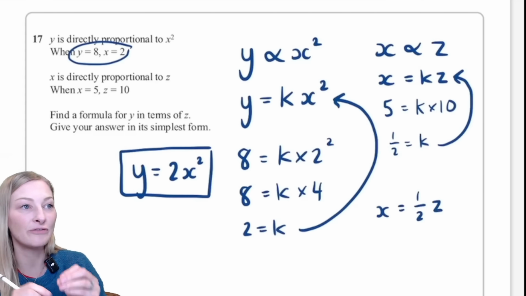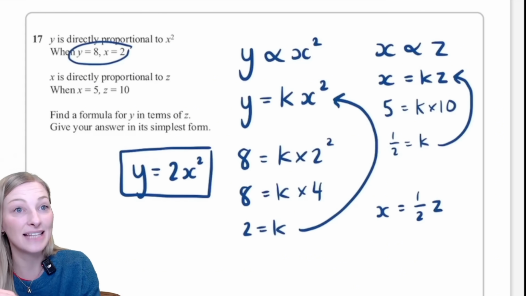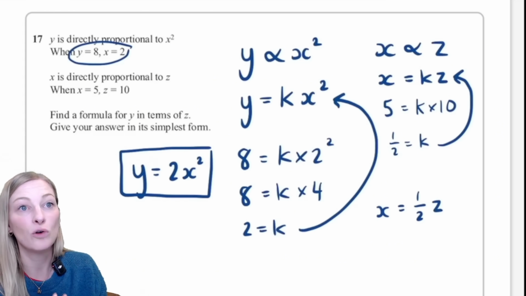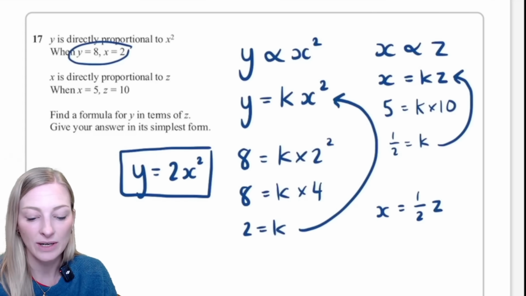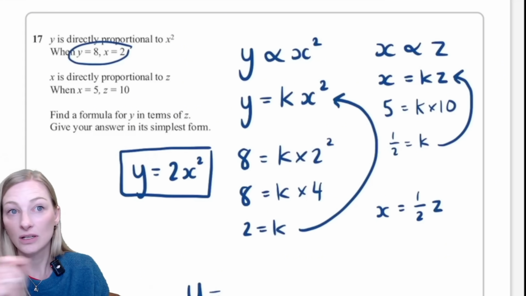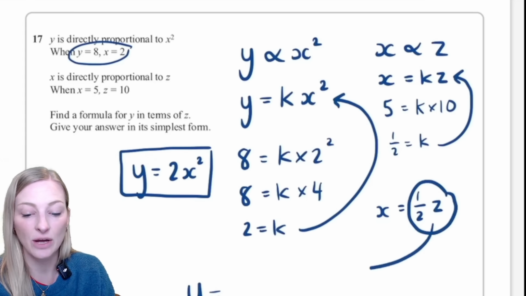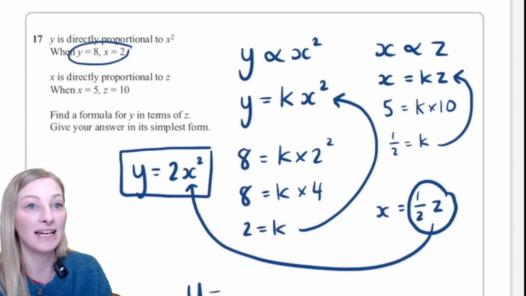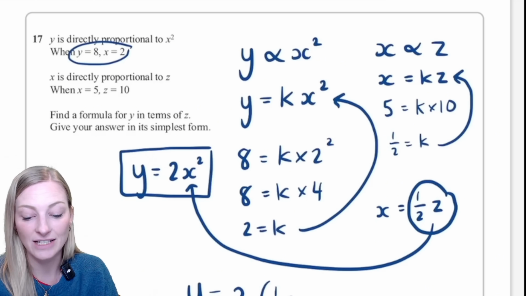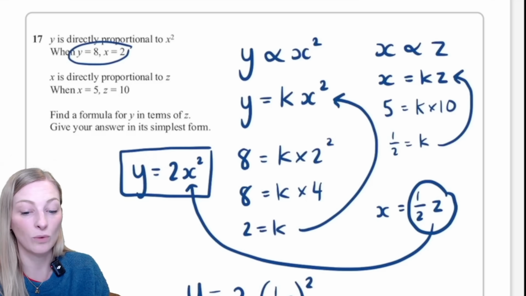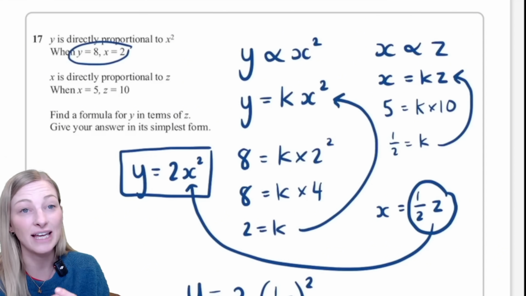And we now have a formula connecting y with x and a formula connecting x with z. But they asked me for a formula connecting y with z, y in terms of z. So I need it to be y equals some stuff. And that's going to happen if I take the half z that I know is x and put it in here. So it's going to be 2 lots of a half z and all of that is being squared because the x is being squared and x is half z, so half z is being squared.